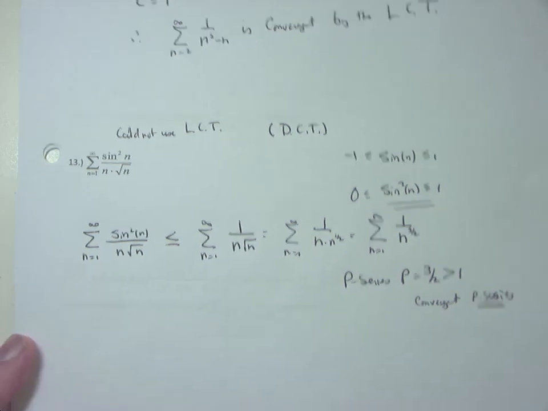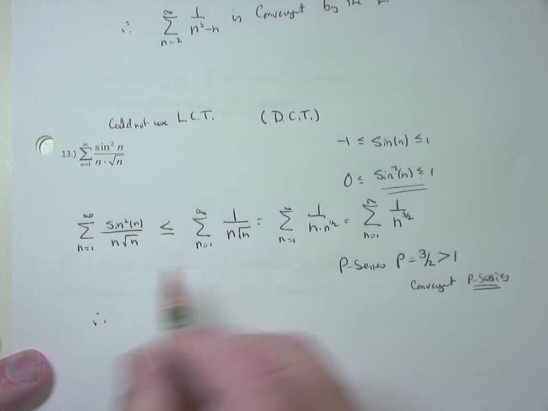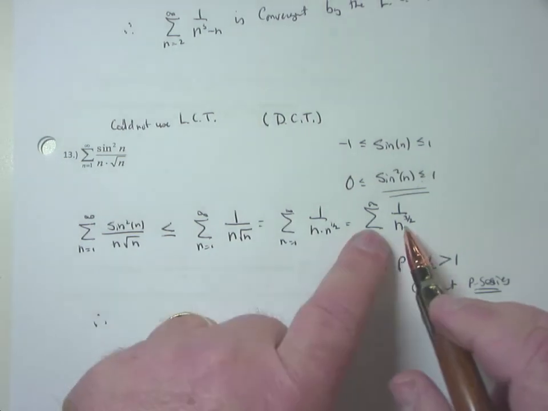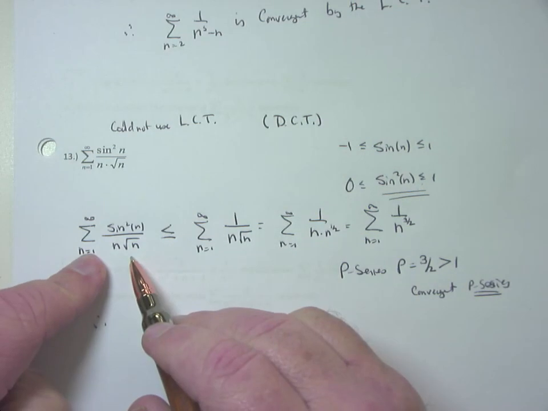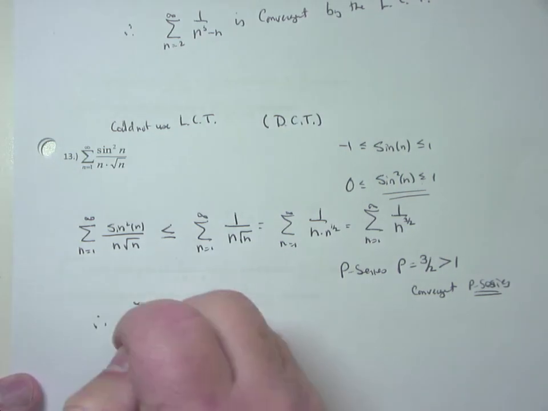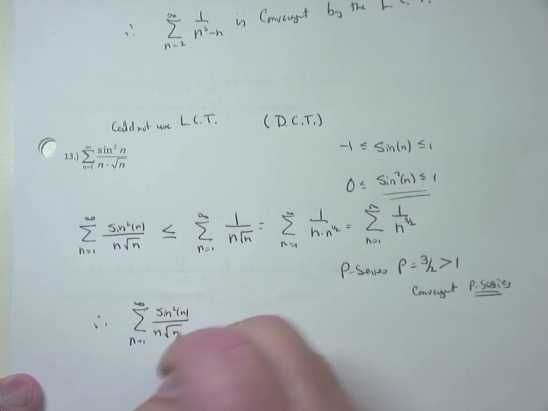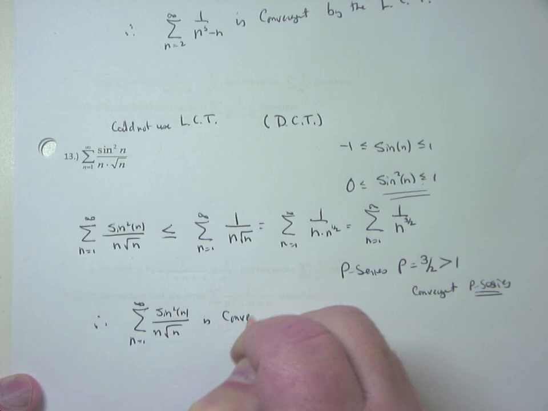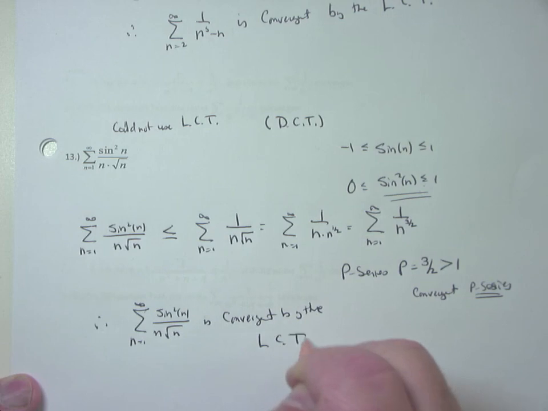Convergent P series. Therefore, understand, the guy on the top converged. What does that force the guy below him to do, according to the direct comparison test? It converges. Therefore, the sum as n goes from 1 to infinity of the sine squared of n over n times the square root of n is convergent by the limit comparison test.